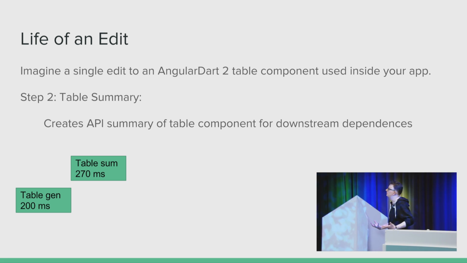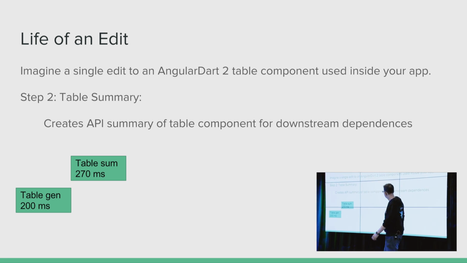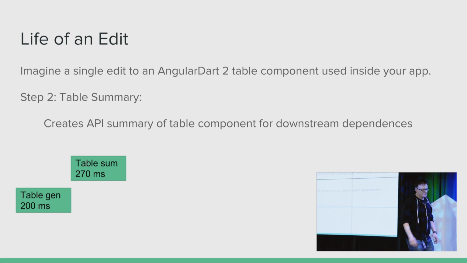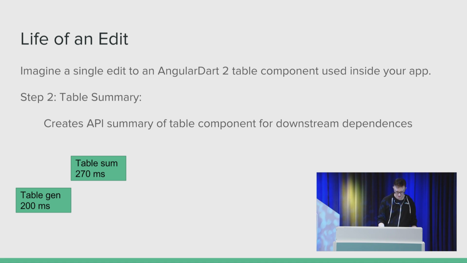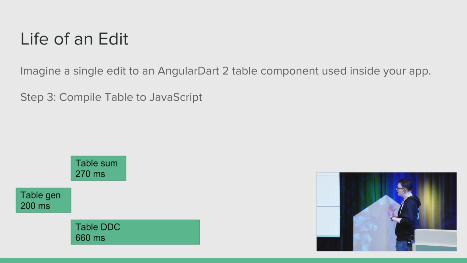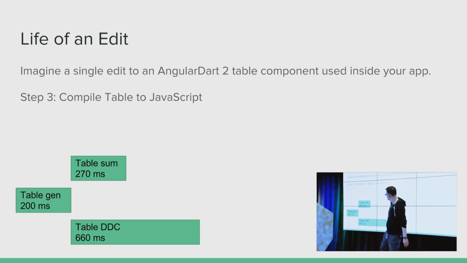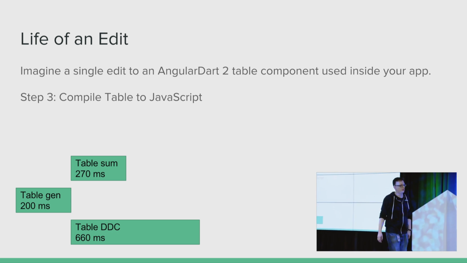Now I have a Dart library. Step two in this build process, which is basically kicked off as soon as you do an edit, is to build the summary, right? That takes, in this case, a little bit less than 300 milliseconds. Step three is to actually build the JavaScript corresponding to this component, but we don't have to wait for the summary. As soon as we have the Dart library, we start kicking that off in parallel right there.